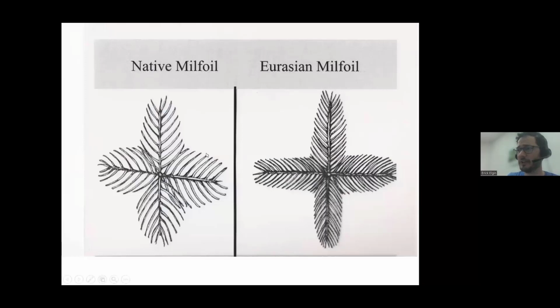Here's a depiction of a native milfoil. Here you can see it still looks like a feather, but there are much fewer than 12. 1, 2, 3, 4, 5, 6, 7, 8. So this would not be Eurasian milfoil. This is one of our natives.